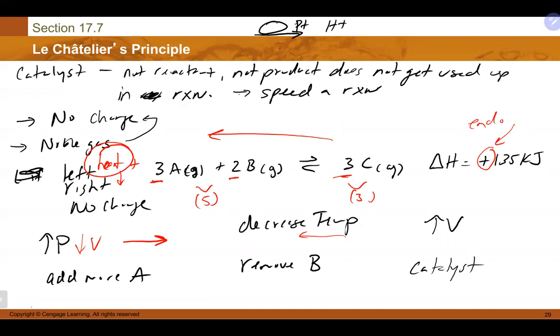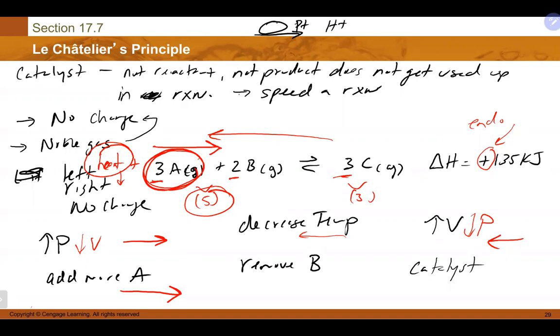If I increase the volume, I then want more gas molecules in this case because my pressure will start to decrease. And that means, as we calculated earlier, we need to shift to the left. If I add more A, I have more reactants, which will kick off the forward direction. And when it kicks off the forward direction, it will make more products. And we should shift to the right.